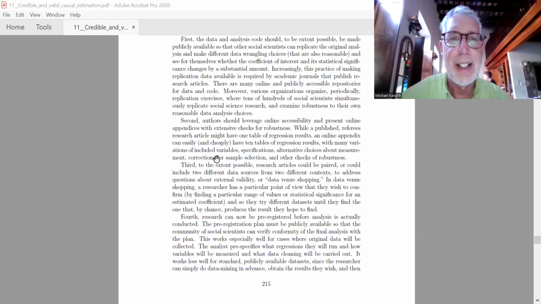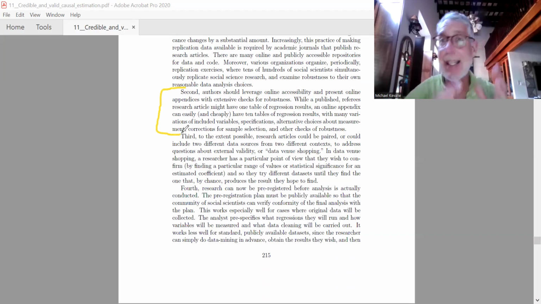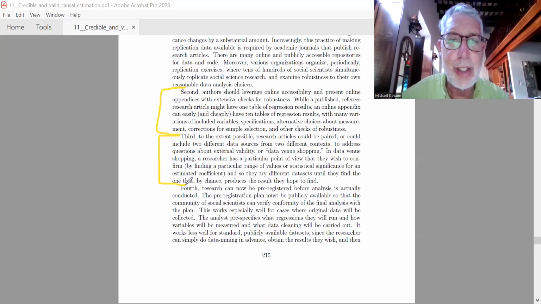The second that we talk about here is to present regression results extensively in online appendices, so pretty straightforward and obvious to do that. The third is also similarly straightforward, is to have more than one data source for our results, so that our results aren't just peculiar to a particular data set, but we'll observe the same estimated relationship, magnitude of that relationship across different data sets. So that's our third way.